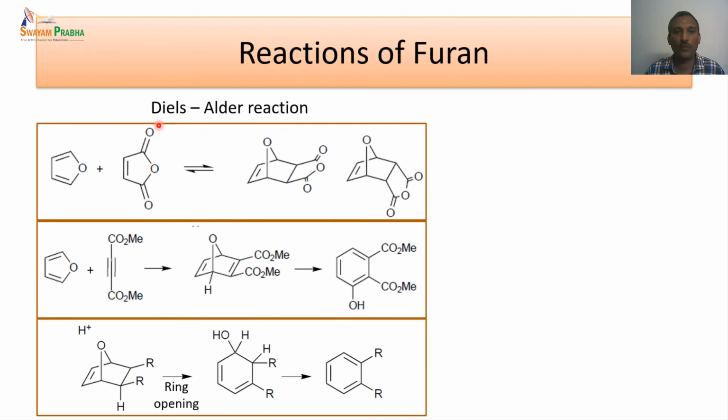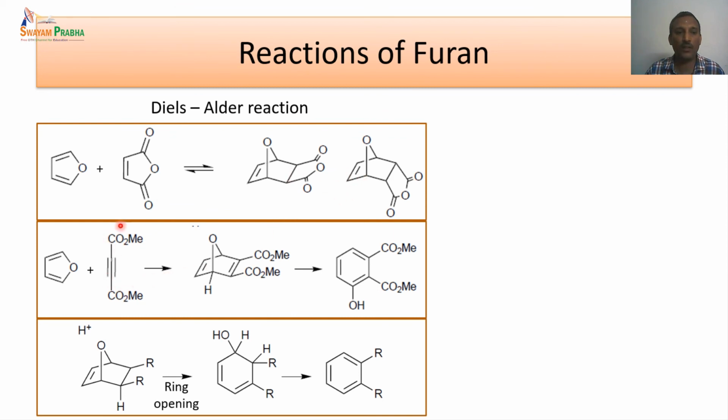We have also mentioned the Diels-Alder reaction, because unlike benzene, furan and other heterocycles have lesser resonance stabilization energy. So they behave basically like a diene rather than a completely aromatic system. So that is the reason furan undergoes Diels-Alder reaction. Reaction with maleic anhydride gives both the exo and the endo products.